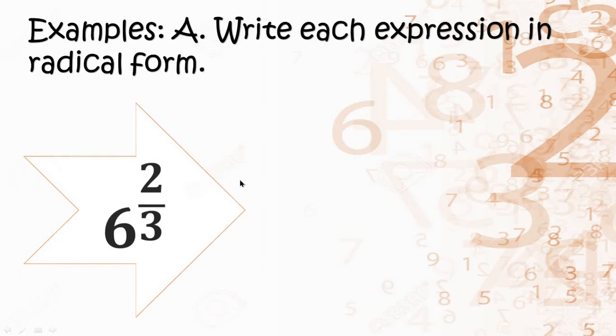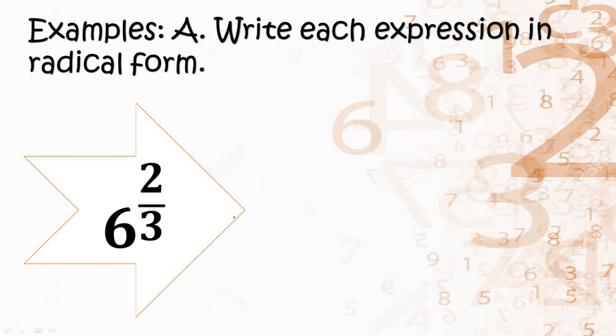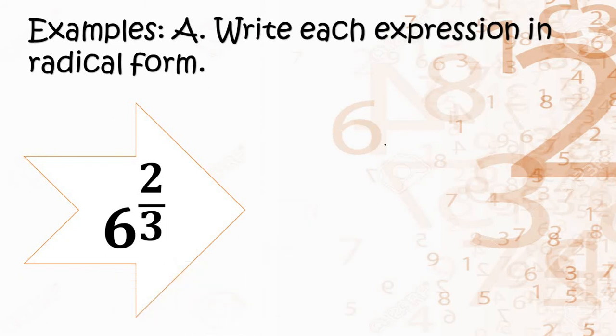Let's have an example. I have here 6 raised to 2/3. Your base is 6 and your exponent is 2/3. How do we rewrite it into radical form? Let's write the radical sign. Our base is what we call the radicand, and the radicand is inside the radical sign. But we don't yet know the exponent of the radicand and what our index is.